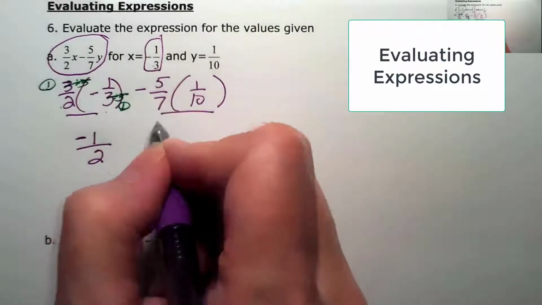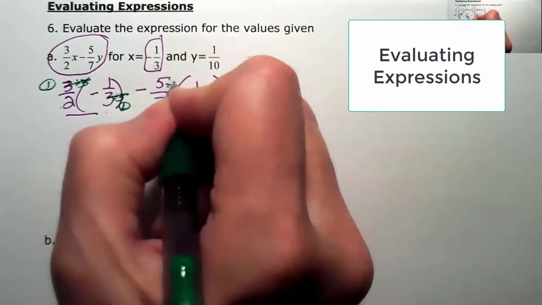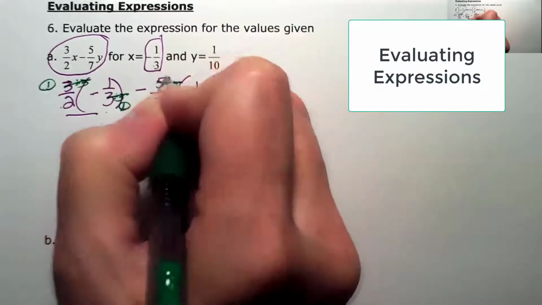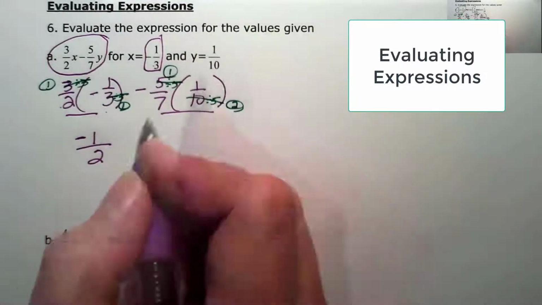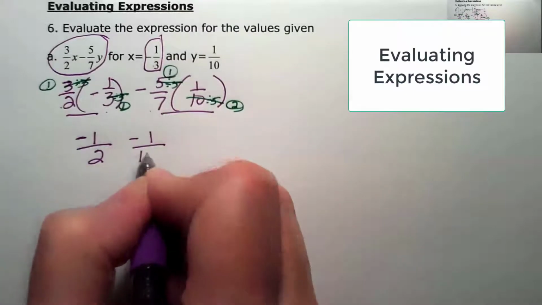Here I can reduce ahead of time. I can divide by 5 and divide by 5 for 2 here and 1 here. So now I have a negative 1 times 1 is negative 1. 7 times 2 is 14.